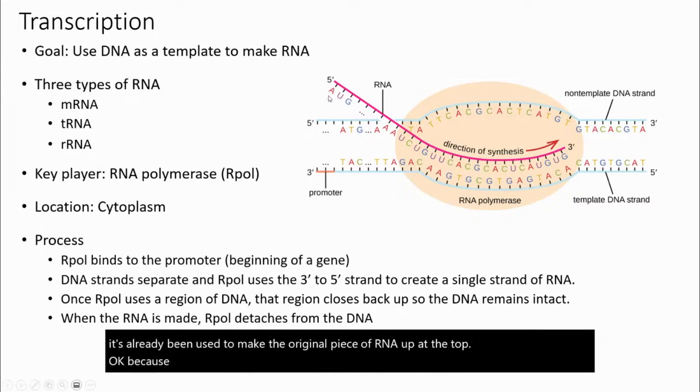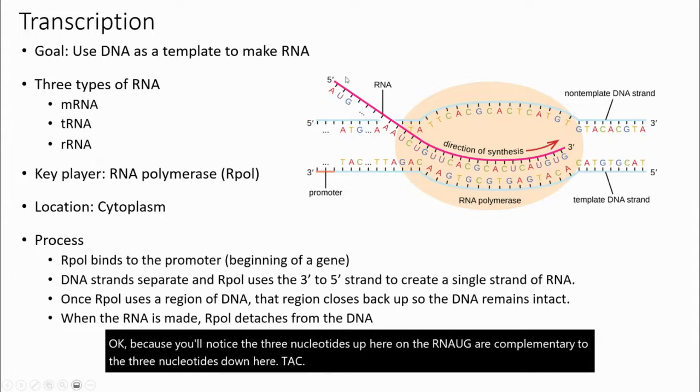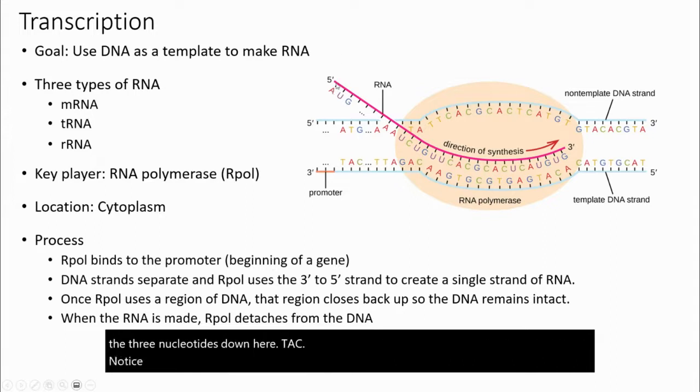Because you'll notice the 3 nucleotides up here on the RNA, A, U, G, are complementary to the 3 nucleotides down here, T, A, C. Now notice again, on the RNA, do you see how there's no T's? Because there are no thymines in RNA.